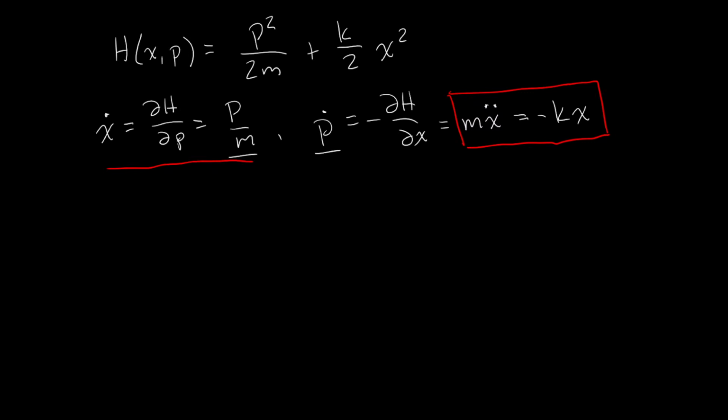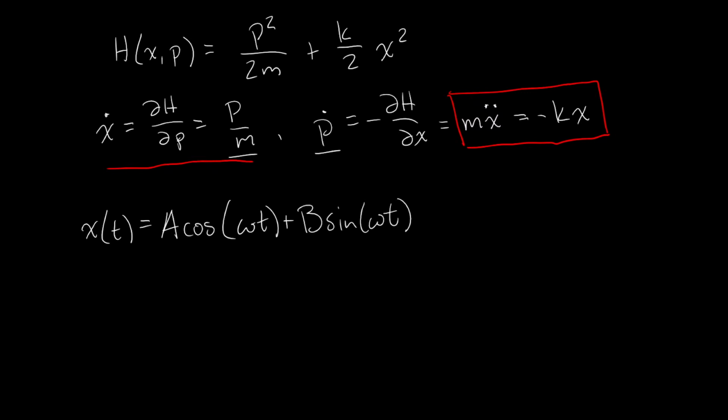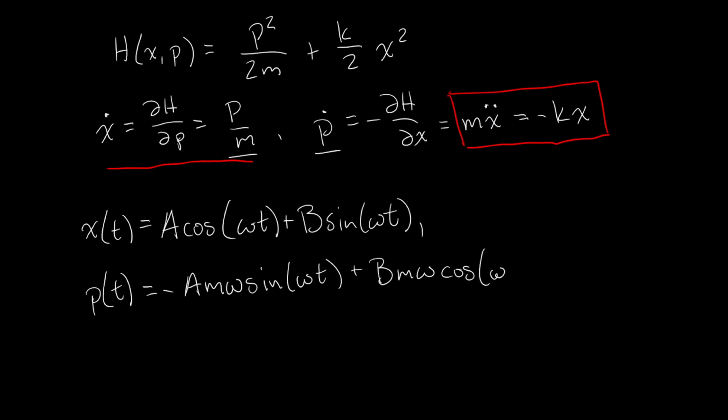This is pretty straightforward. We've solved this system many, many times by now, so we should know that this is just x of t equals a cosine omega t plus b sine omega t. And then I can take a derivative, and I find that my momentum is given by minus a m omega sine omega t plus b m omega cosine omega t, where here omega is defined to be the square root of k over m.